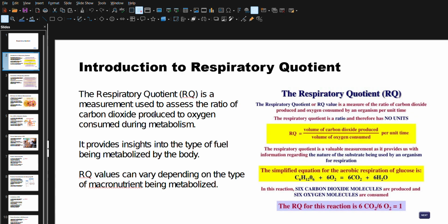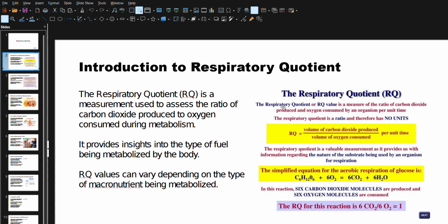That means when a human consumes oxygen, what is the amount of carbon dioxide produced? That ratio is called the respiratory quotient. So it provides insights into the type of fuel being metabolized by the body. So respiratory quotient values can vary depending upon the type of macronutrients being metabolized.